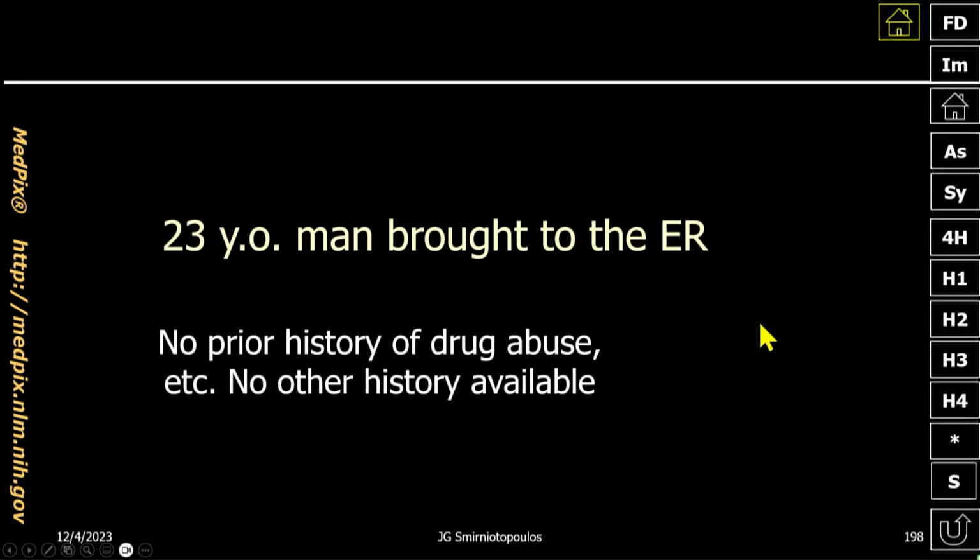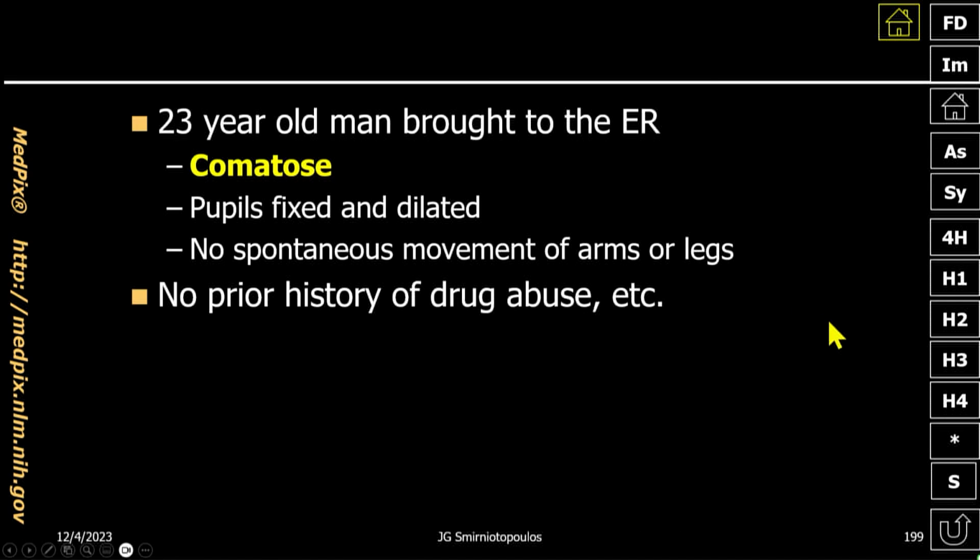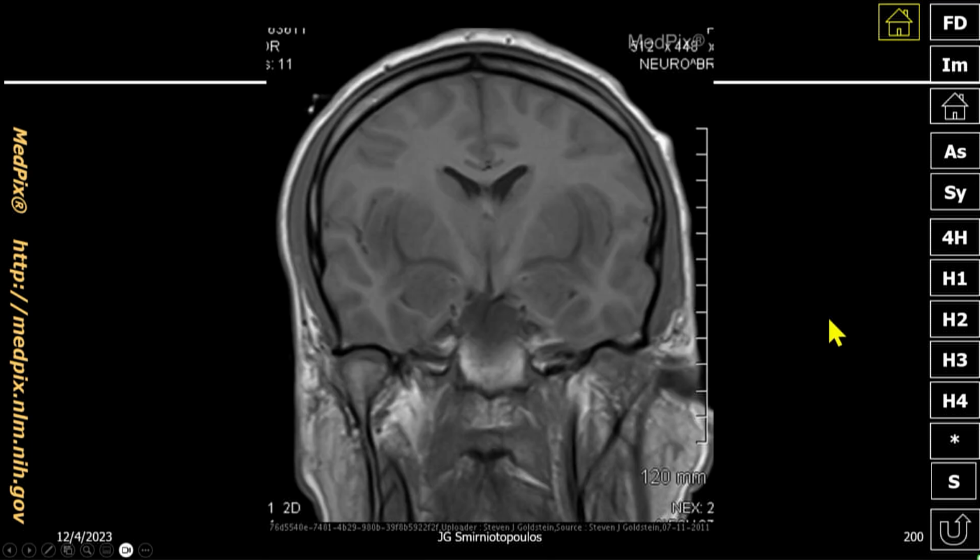All right, 23-year-old man brought to the ER, no prior history of drug use, etc., no other history available. He's comatose, pupils fixed and dilated, etc. He's in bad shape.